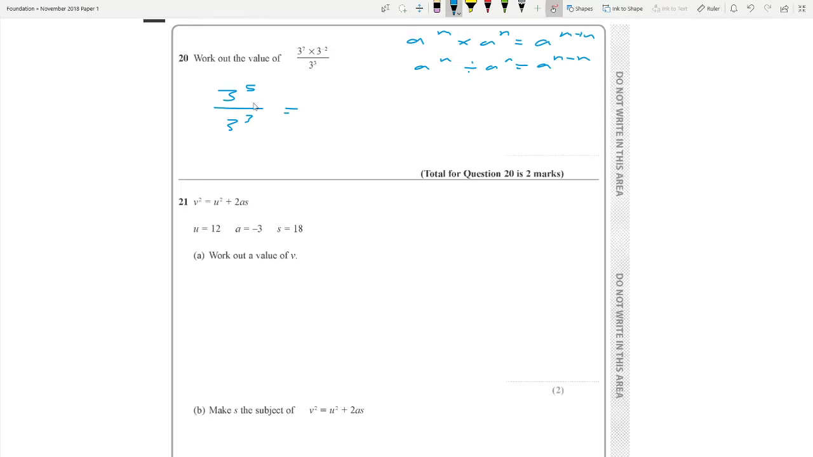Here now we're dividing, so we're going to subtract the powers. That becomes 3 to the power of 5 take away 3, answer 2. So work out the value of it. It's going to be 3 squared, so the value of 3 squared is 9. 3 times 3 is 9.